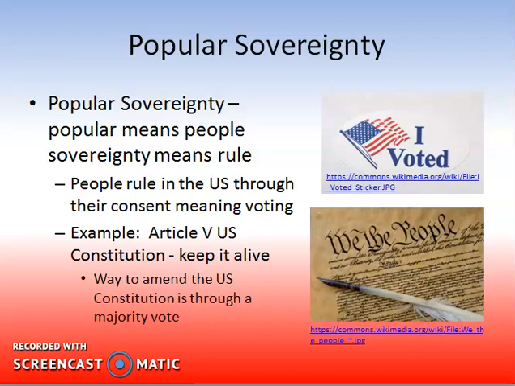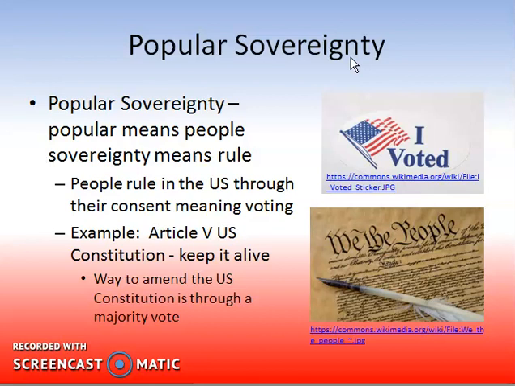So the first principle we went over was popular sovereignty. What popular sovereignty is, it literally just means people rule, and we rule through voting. So the word popular, people, and then sovereignty, when you look at the word sovereignty, there's this word inside of it, reign. People in this nation rule, and how you and I rule is we rule through voting.